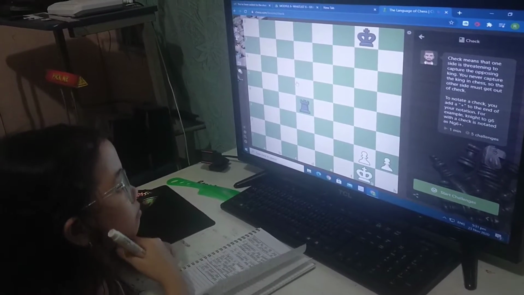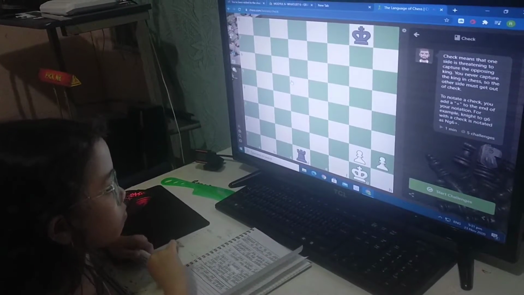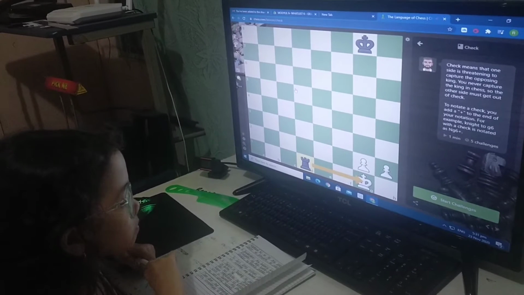In this position, black's rook can put white's king into danger. After rook d1, the white king is in check, and white must respond to this attack.